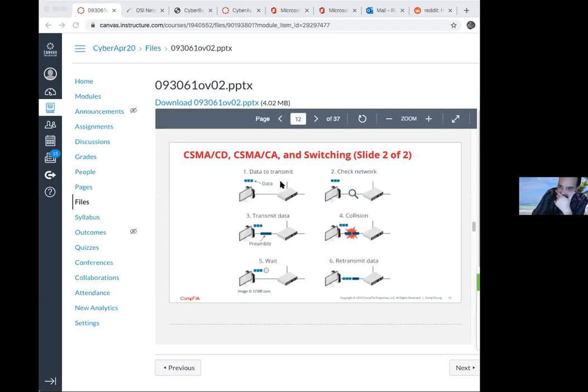This one is checking the network to make sure they can talk, and then they transmit the data. So here, data to transmit. They check the data. The data is transmitted. However, they end up with a collision, so now they have to wait and retransmit that data again.